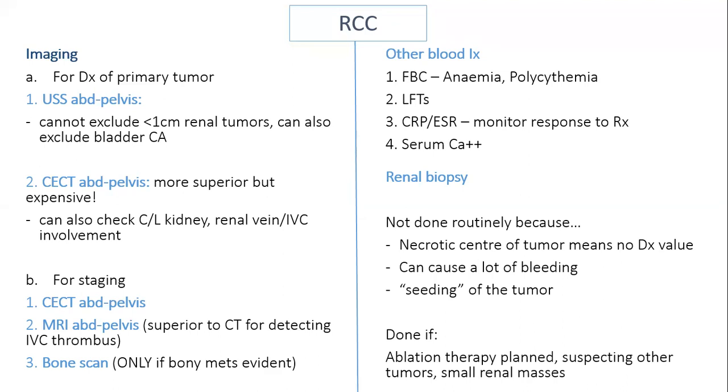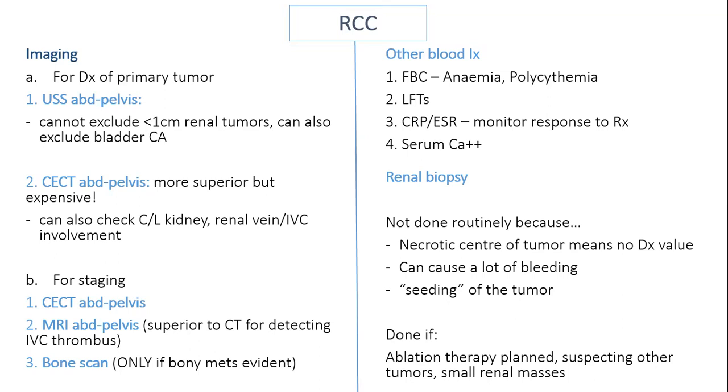CECT abdomen pelvis is definitely more superior, but definitely more expensive as well. So you only do it when your diagnosis is not very reliable and you're on the fence. Then you can go ahead with the CECT depending on the facilities available. So the importance of this is not just one kidney. You can check the contralateral kidney status, which you can do with the ultrasound also, but more clearly you can see it in CECT. And in contrast to ultrasound, here you can see the renal vein and the IVC involvement also, because you see soft tissues in the CECT.